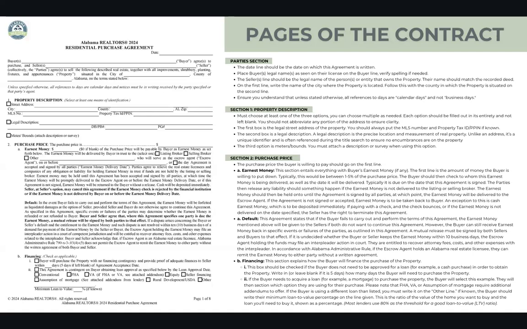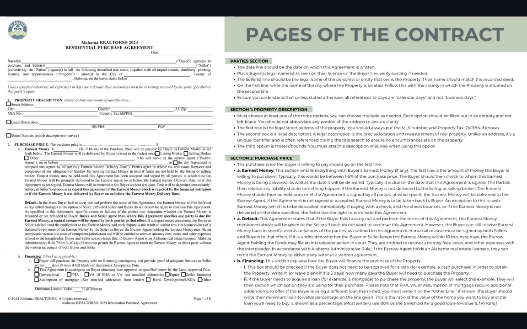Section 2 is the purchase price. The purchase price is what the buyer is willing to pay, and that should go on the first line. A is earnest money. This section entails everything with the buyer's earnest money, if at all. The first line is the amount that the buyer is willing to put down. It would usually be between 1% and 5% of the purchase price. The buyer needs to check to where the earnest money is being delivered, as well as the date that it will be delivered by. It's typically due on the date that this agreement is signed.